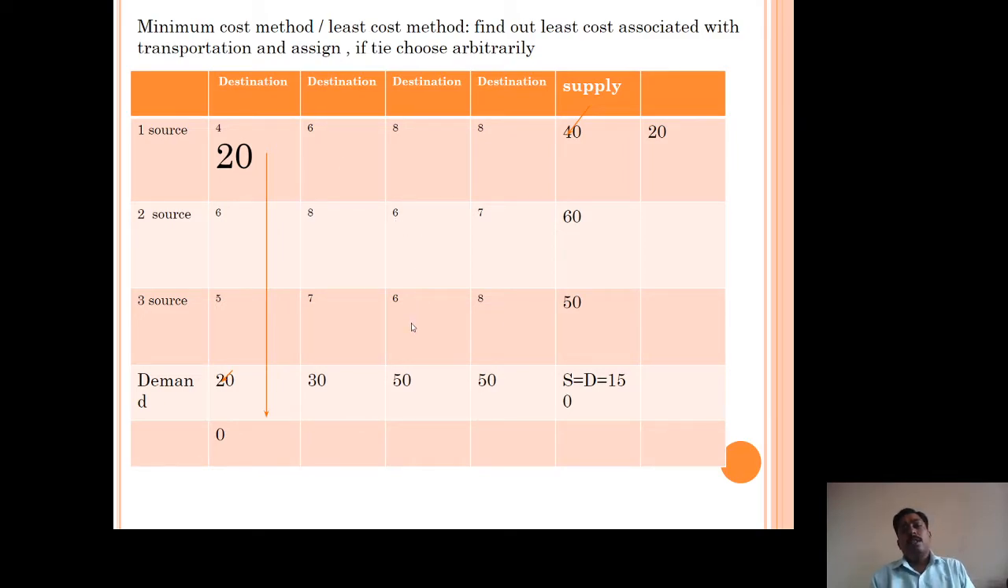That is cell 1,2, cell 2,3 and cell 3,3. Not 2,2, it is 2,3. So at 3 locations the cost is 6. So we can say it is a tie.